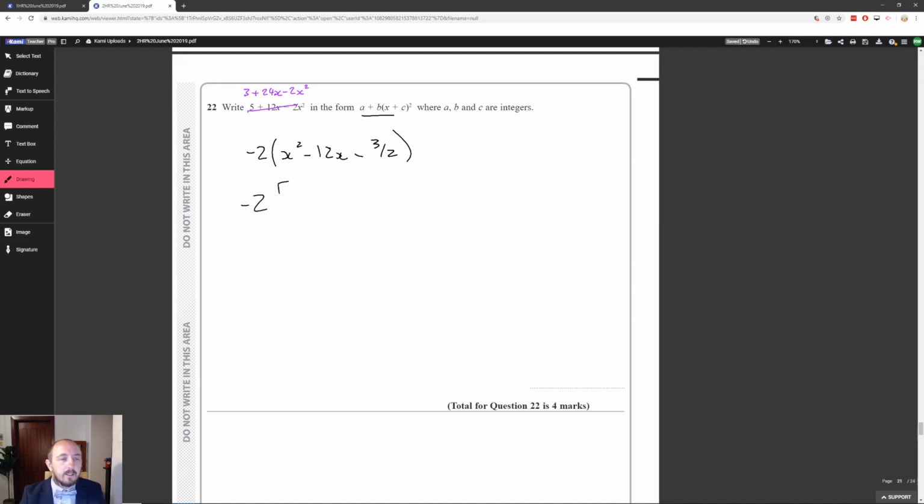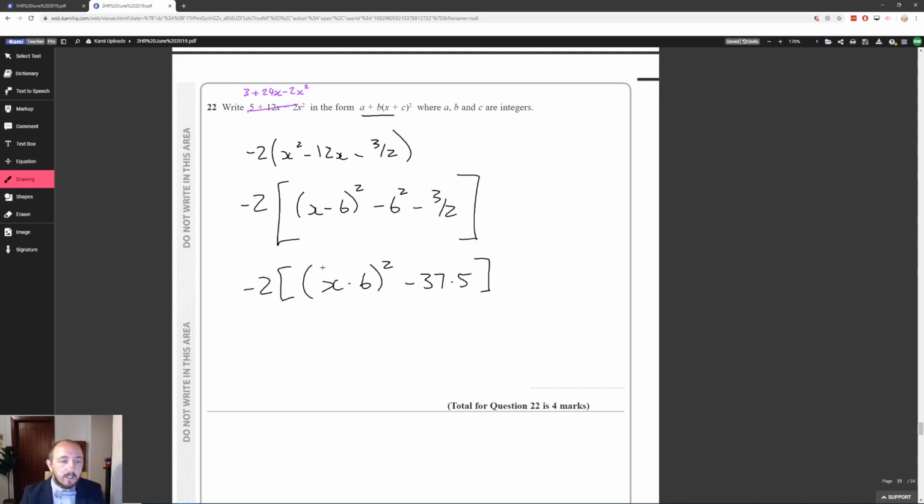So I can complete the square now on this bracket. I divide the x term by 2, and then square it, and then I subtract 6 squared, and I've got my minus 3 over 2 still here. So this x minus 6 all squared minus 6 squared will multiply out to give x squared minus 12x. And then I tidy this up a bit, so I've got x minus 6 squared minus 36 minus 1.5 is minus 37.5.